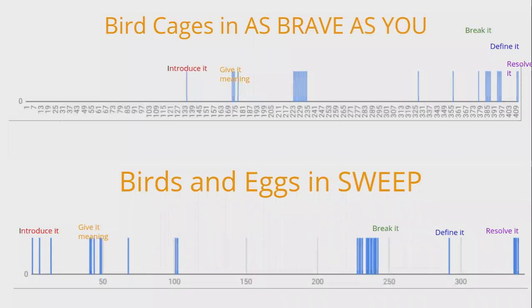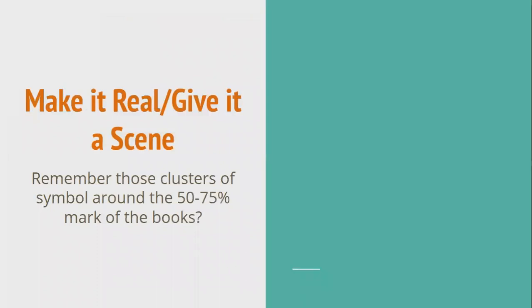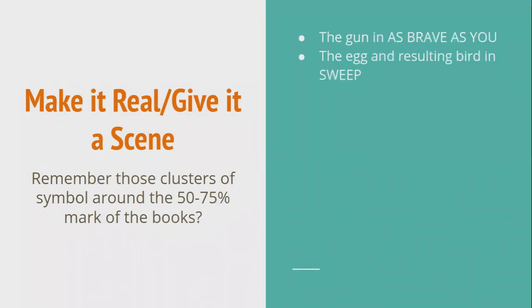You'll notice that we've got these interesting clusters here that I have circled in red, and I'm going to talk to you about those next. So those clusters are around the 50 to 75% mark of the books. In As Brave as You, I didn't graph this one, but the gun does this as well. The egg and resulting bird in Sweep, and the house that's as big as a bird cage in As Brave as You.